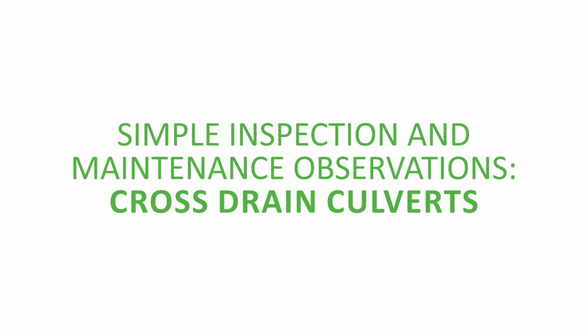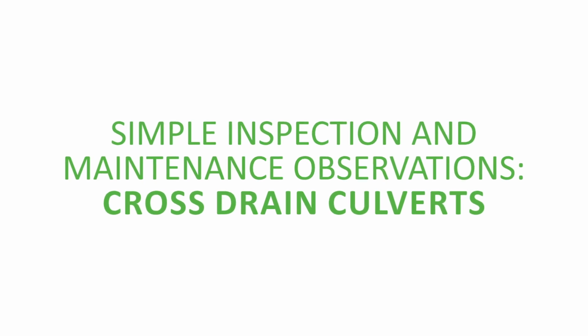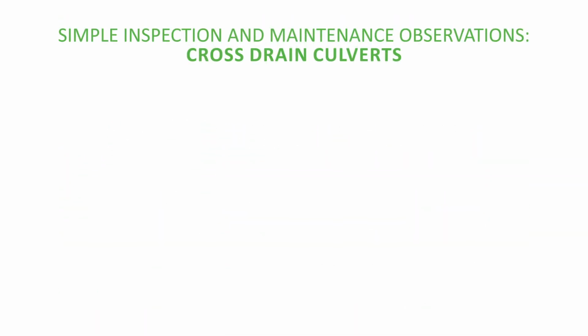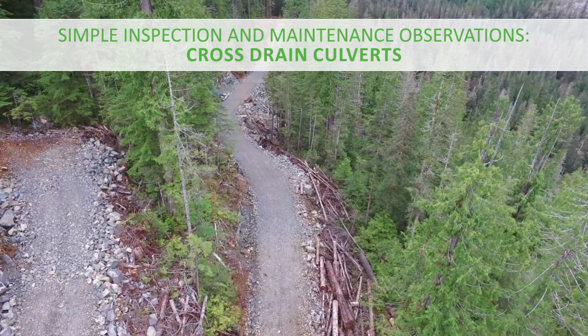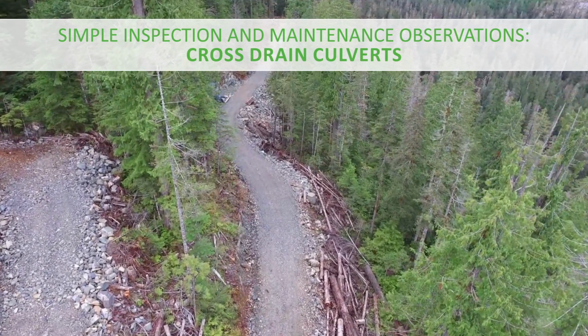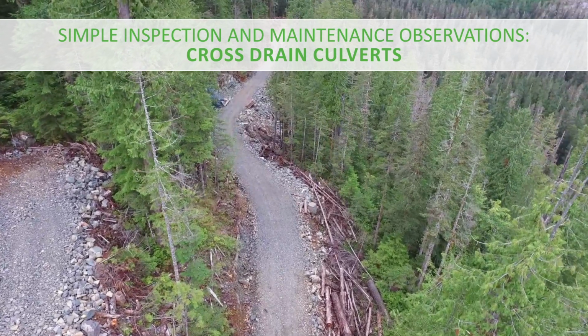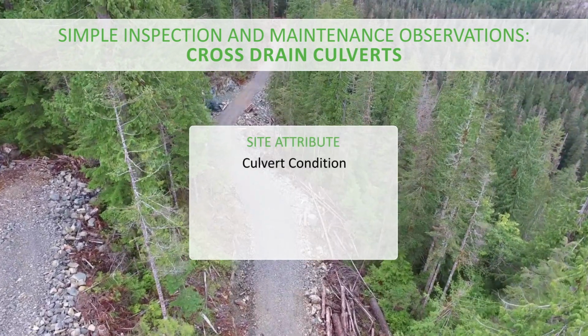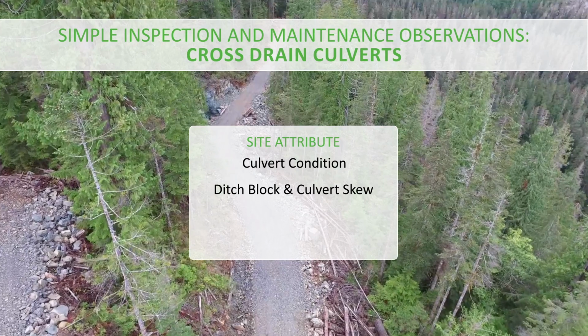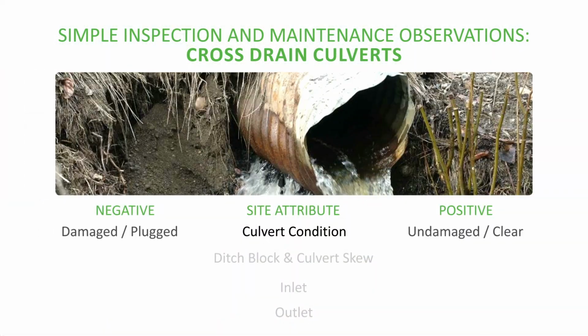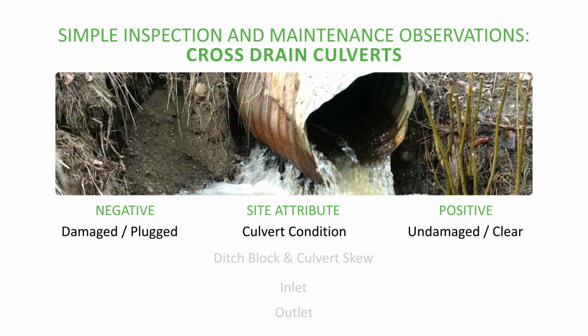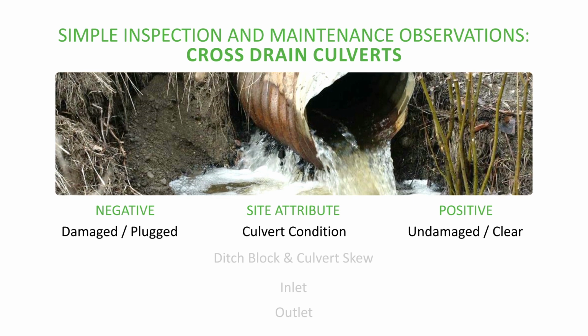Simple inspection and maintenance observations. Cross-drain culverts. Let's look at a few simple inspection and maintenance observations for cross-drain culverts. Typical features to look for at the site include the culvert condition, the ditch block and culvert skew, and the culvert's inlet and outlet. Assess the culvert's condition and note any damage or if the culvert is plugged.